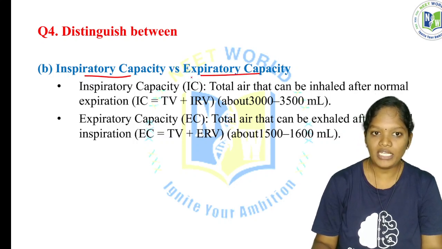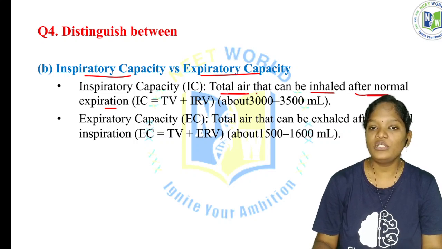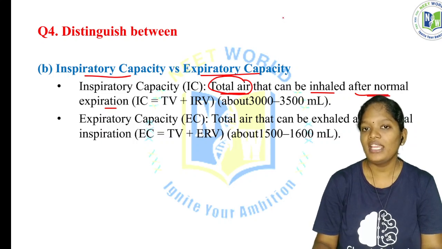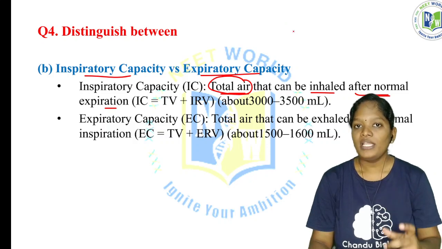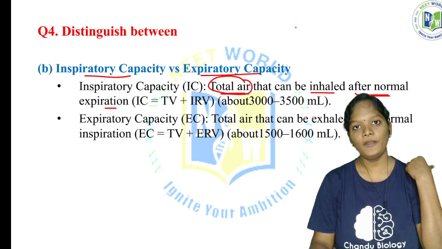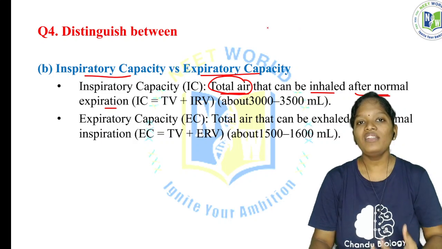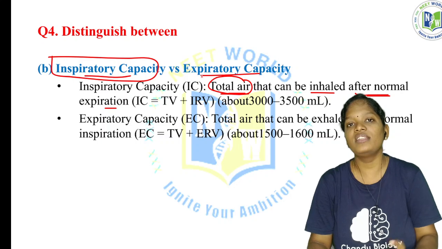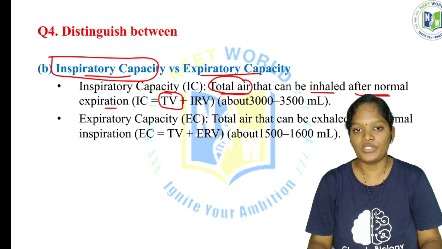Okay, so the inspiratory capacity is the total air that can be inhaled after normal expiration. You should know that. We are normally inhaling air, like normal inspiration. Even after the normal inspiration, we are forcefully inspiring extra air. So what will be the capacity of our lungs to hold? That is called the inspiratory capacity, which includes the tidal volume, which is nothing but a normal inspiration.